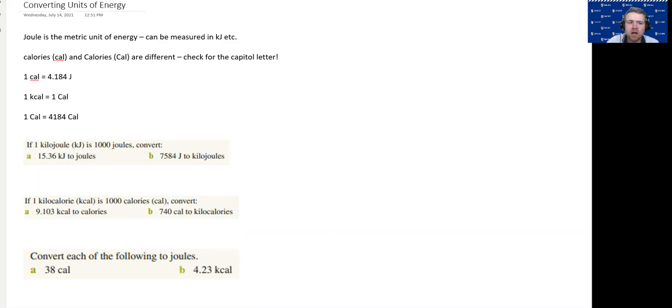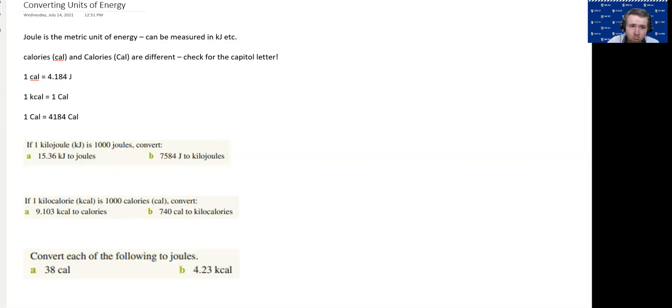The other way that energy is calculated is using calories. Now, calories is a bit funny. There's lowercase calories and there's uppercase calories. So lowercase cal and uppercase cal are different. And basically, the lowercase one, 1,000 of those equals the uppercase one. It's just another different way of doing it. And so we need to be able to convert with that.